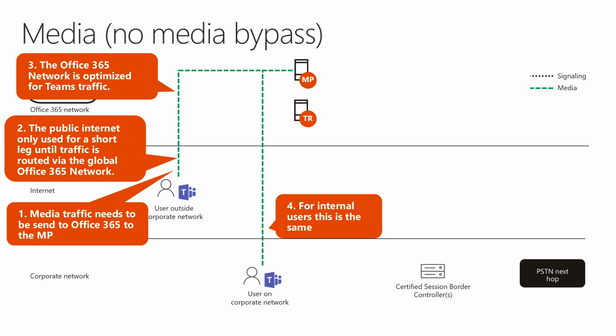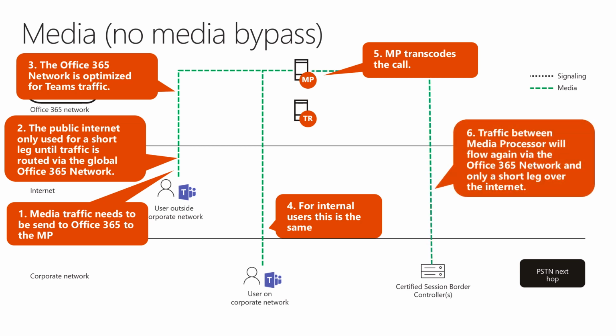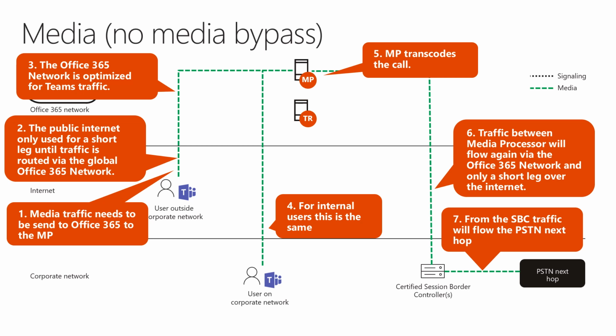For internal users, this is exactly the same, well, except for the fact that they spent the first leg on the corporate network. Then the media processor transcodes the call, and the media is sent over the Office 365 network, over a short leg on the internet, to the corporate network, to the certified session border controller. From there, it goes to the PSTN, and now we have our media flow established for a non-media bypass call.